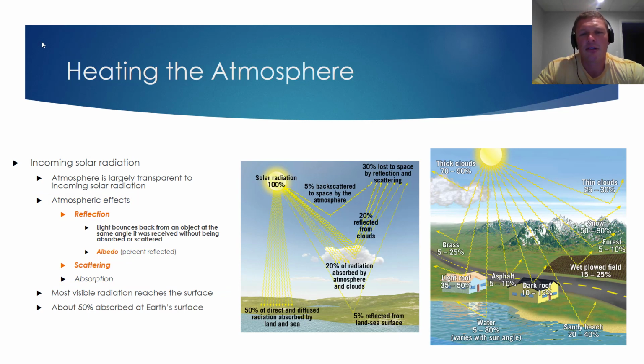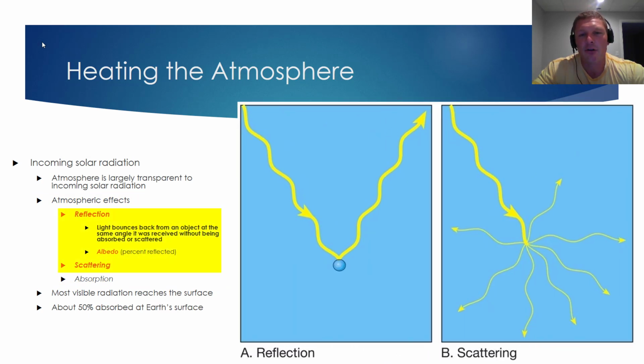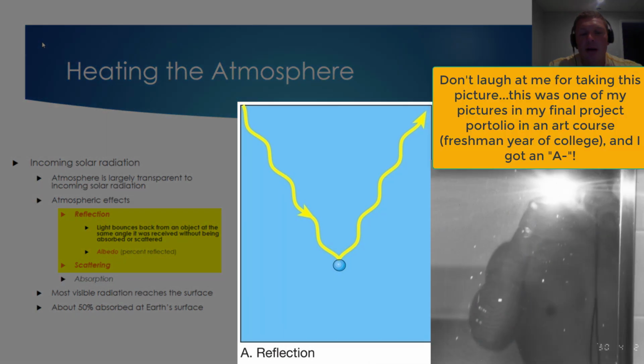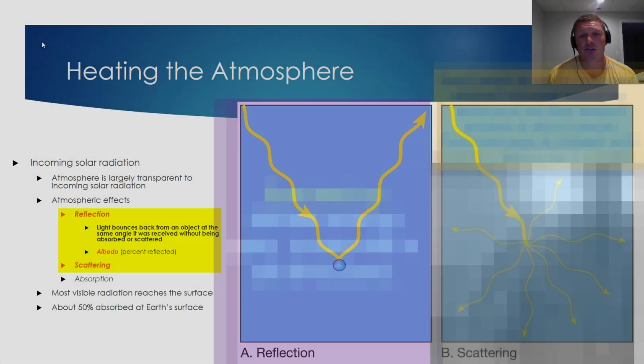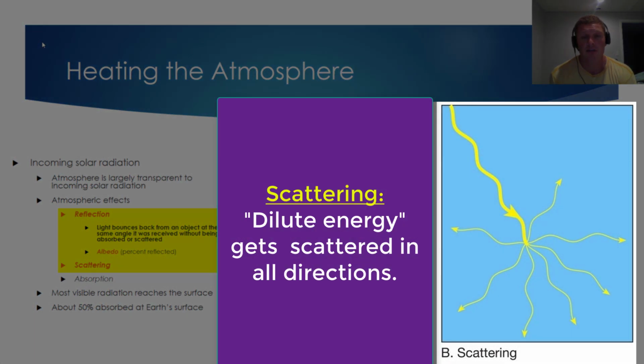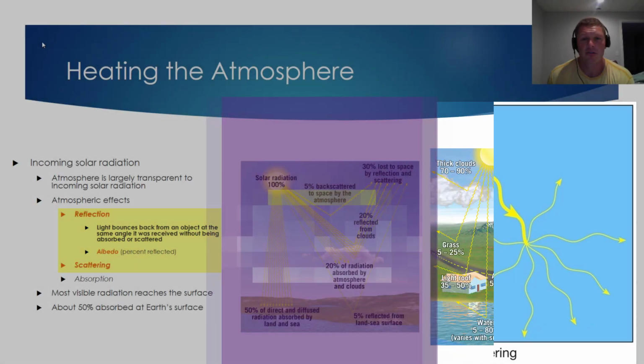Let's start off by considering the difference between reflection and scattering. Reflection is when light bounces back from an object at the same angle it was received without absorbing or scattering. We have an intuitive understanding of reflection because every time we look in a mirror, we're seeing the concept of reflection in action. Now, scattering is a little different than reflection. Aerosols and gas particles in our atmosphere are capable of scattering electromagnetic energy in all directions.